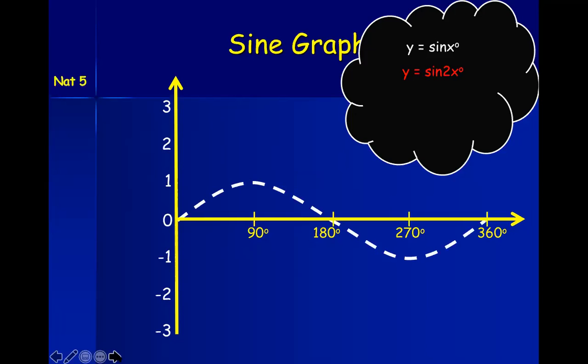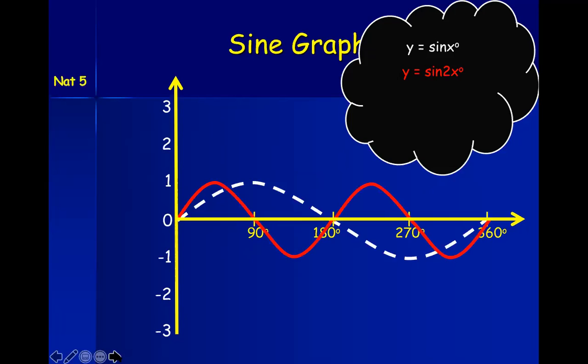If I put 2x, I'm going to tell you what the 2 means. The easiest way to remember this is, when you had sine 1x, remember that invisible one, you had one wave within 360. Sine 2x means I'm going to put 2 waves within 360. So let's have a look at what it looks like when I put 2 waves.